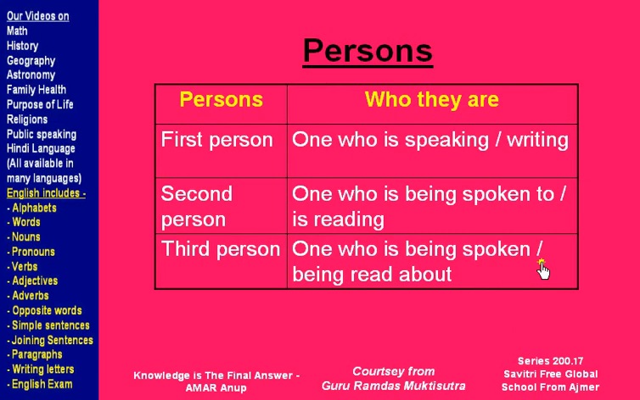So to clarify again, first person is one who is speaking or one who is writing. Suppose I write a letter to you and you read the letter. So I am the first person, you are the second person. So second person is the one who is being spoken to or who is reading. Third person is the one who is being spoken about or who is being read about. Not me, not you, someone else. That is the third person.